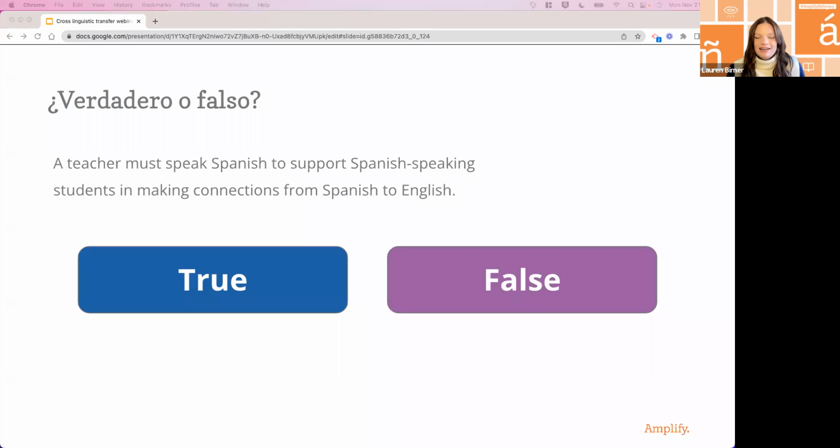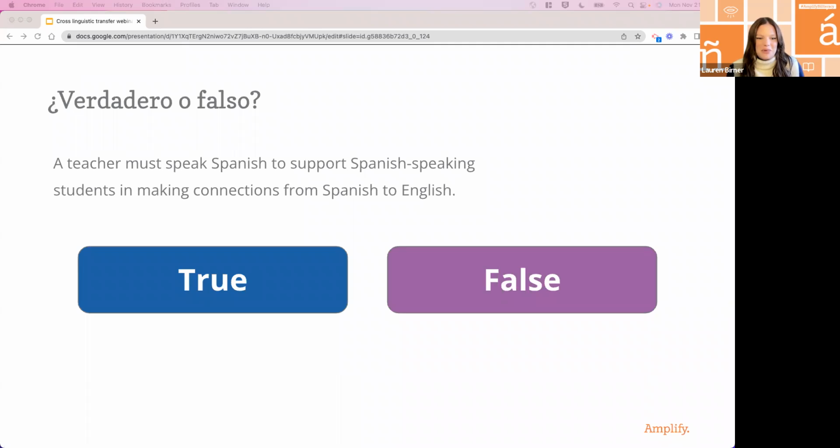But before we do that, I'd love to hear your thoughts on this question because it's one that I think is a common misconception. So, verdadero o falso, true or false? A teacher must speak Spanish to support Spanish-speaking students in making connections from Spanish to English.